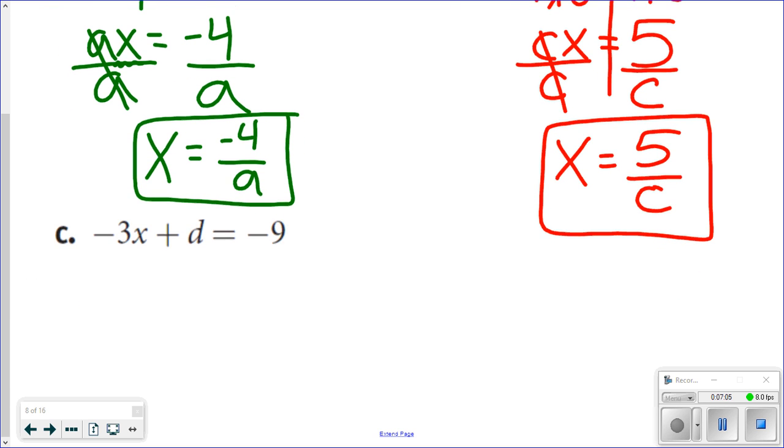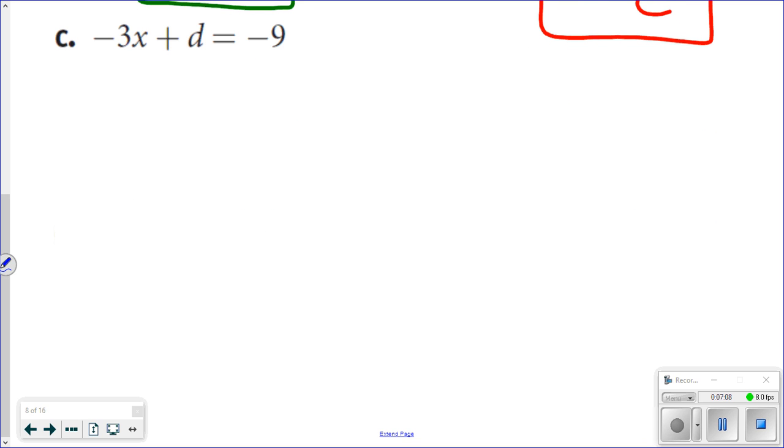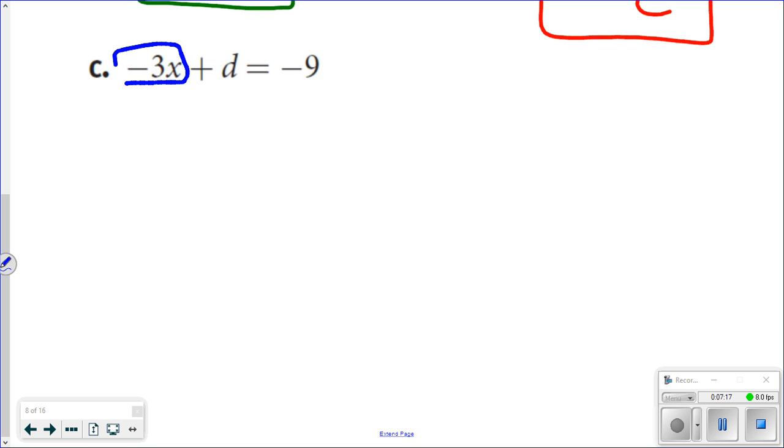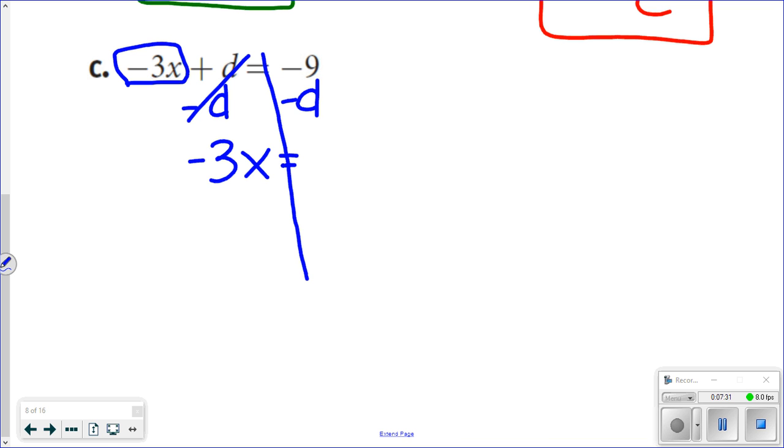Question C. We are going to solve for x again. We need to get this negative 3x alone first. In order to do that, I need to get rid of the plus d, so the opposite is to subtract. Cancels. Bring down your negative 3x equals, this is negative 9 minus d. Leave them as two separate terms. I can't push them together. I can't smush them together. I can't actually subtract them. So leave them as negative 9 minus d.